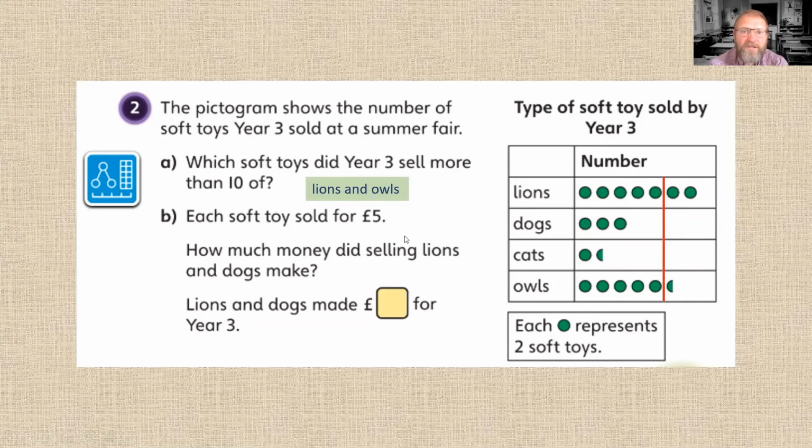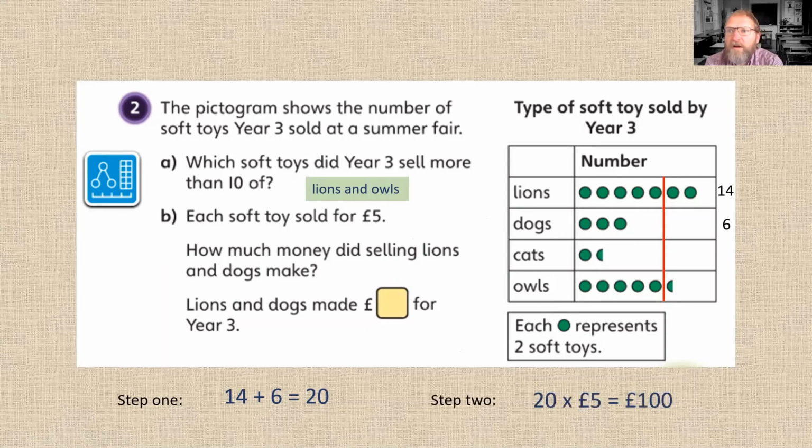Now, each soft toy sold for £5. How much money did selling lions and dogs make? Well, we just said that the lions, they sold 14 lions. And the dogs, 2, 4, 6. They sold 6 dogs. So we've got a 2-step problem here. Step 1, we need to add together all those animals. So 14 plus 6, well, 4 and 6 is a number bond. So 14 plus 6 is 20.